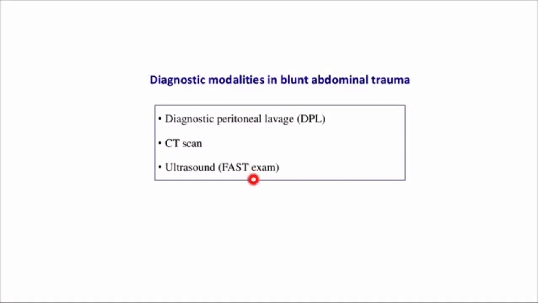To date, these are the three procedures that are currently available for the evaluation of fluid collections in the abdomen. Diagnostic peritoneal lavage is the most invasive. CT scan is usually the procedure of choice for stable patients. And the FAST examination, as we are discussing, is the procedure of choice for unstable, hemodynamically unstable patients.